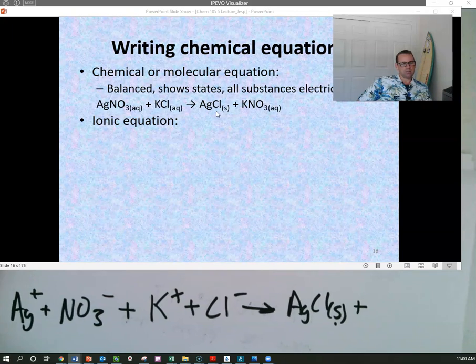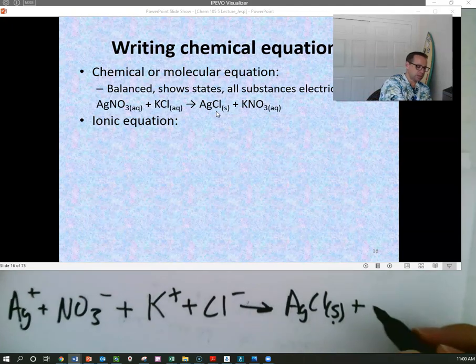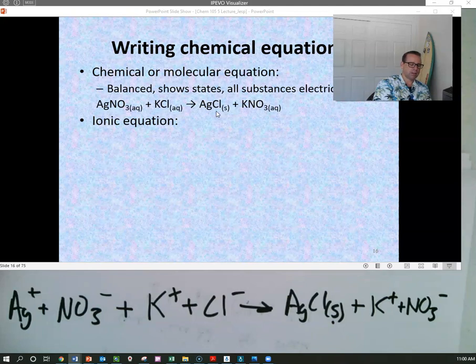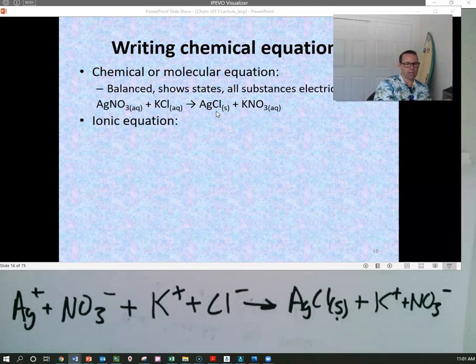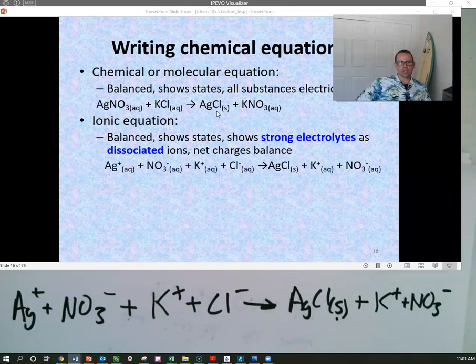Potassium nitrate, is it soluble? Yes, so I break it up into its ions. The potassium ion and the nitrate ion. All right? And I kind of already knew because I had the potassium ion right here and the nitrate ion over here. So I could have gone and looked if I had forgotten, but I also had just looked, so that was helpful. So this is called the ionic equation. Strong electrolytes are broken into their ions. And this is really what's happening in this chemical reaction, right?